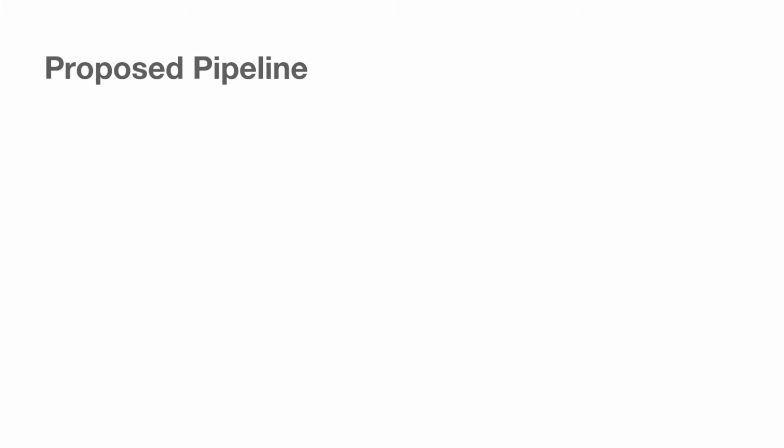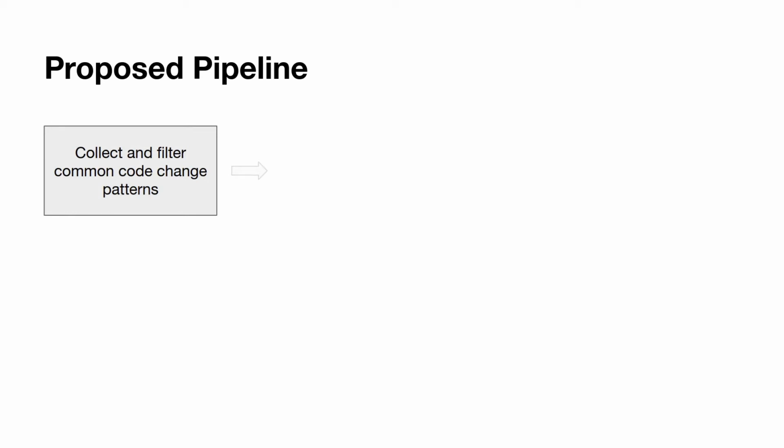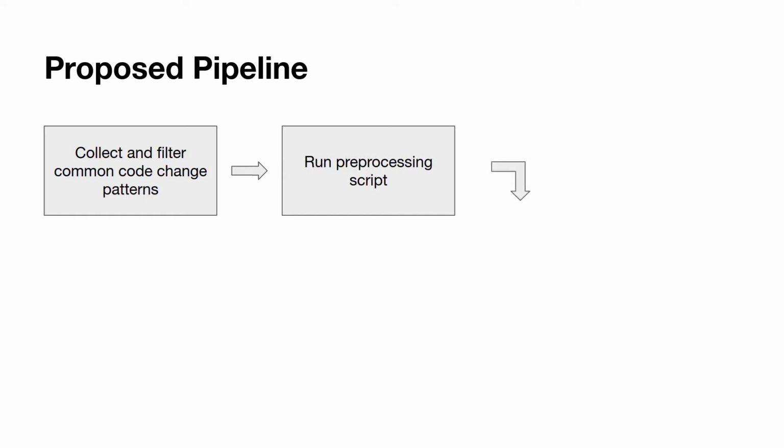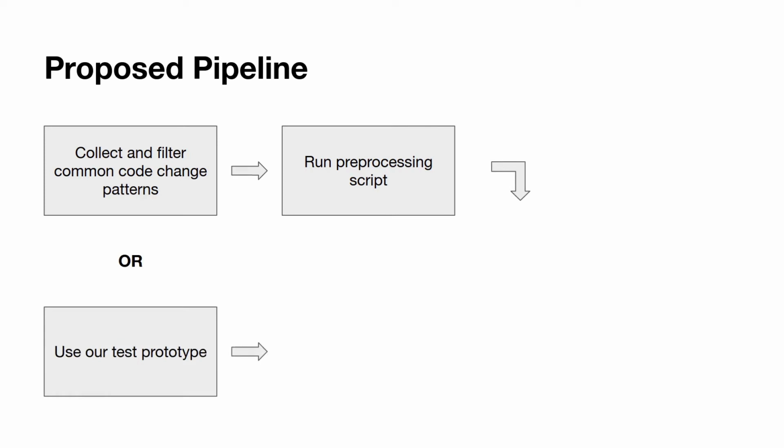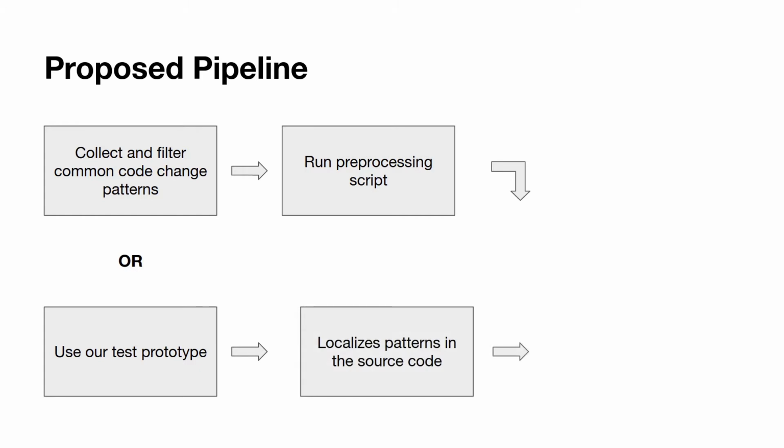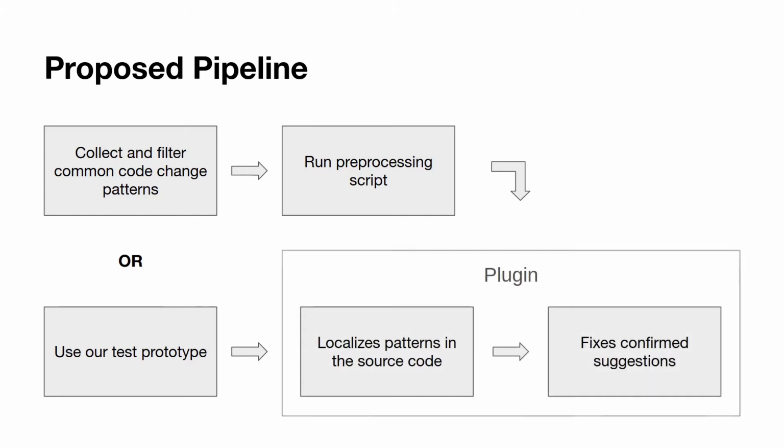The pipeline behind our approach is like this. We collected and filtered code change patterns and then ran our preprocessing script with these patterns to build our own plugin. You can follow the same steps or run our test prototype containing 9 prepared code enhancement patterns and check it out. The plugin will localize patterns in your Python code as soon as you open or change the file in the editor and apply relevant quick fixes if you confirm the suggestion.